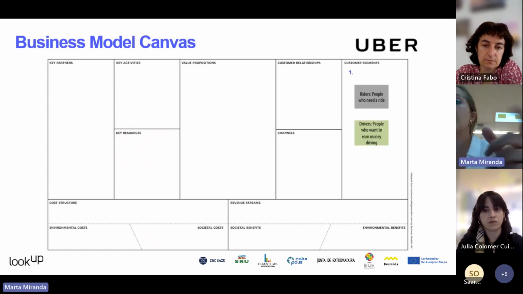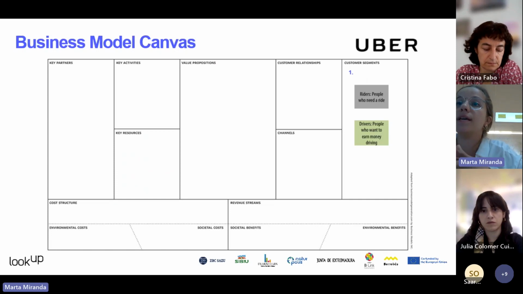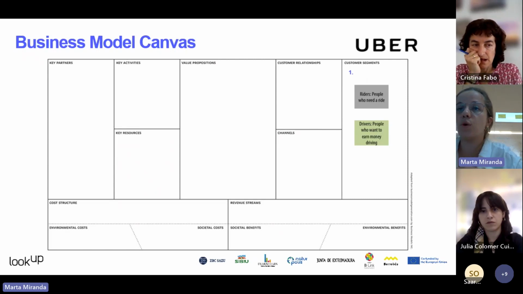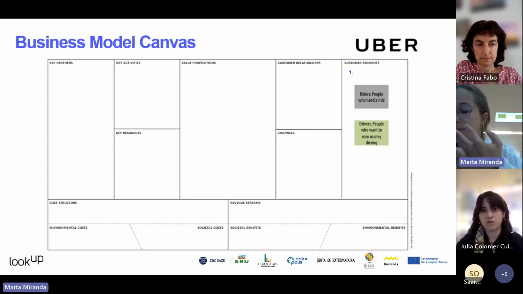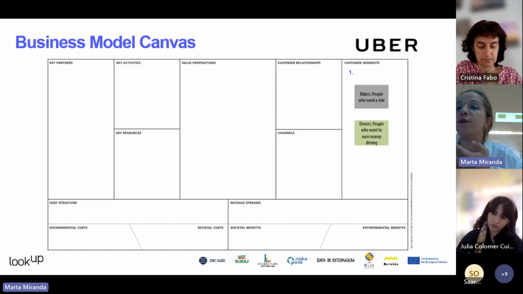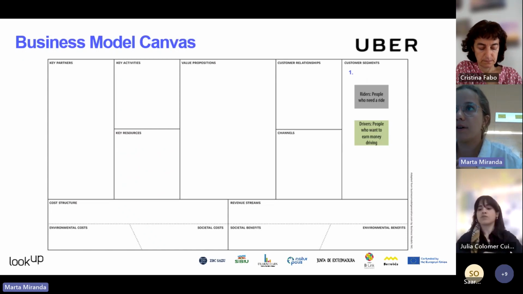On one side, we have the riders, the people who need a ride, the customer, and on the other hand, we have the drivers, people who want to earn money driving. For the people that normally take the Uber, we could be more specific, no? But because we don't want to spend a lot of time here, we could say that it is young people that live in a big city because they need to take the car, and people that are used to using collaborative economy in their lives, or applications on their mobile phones.